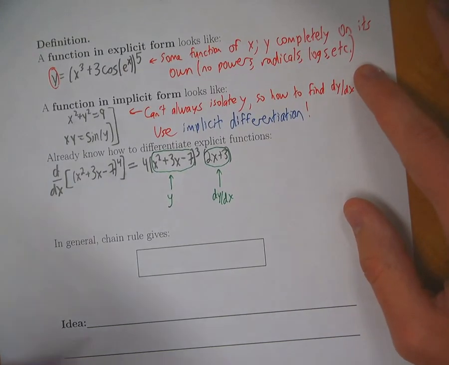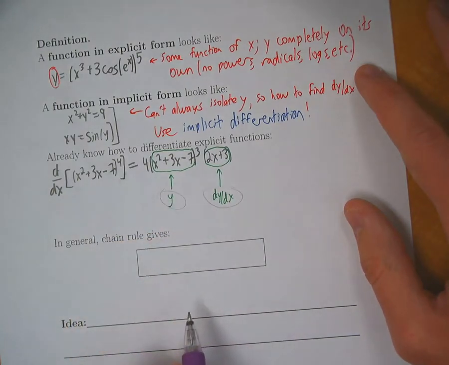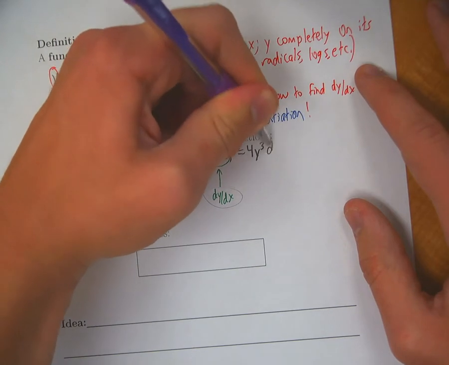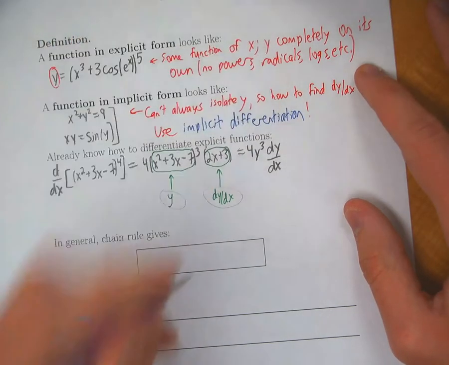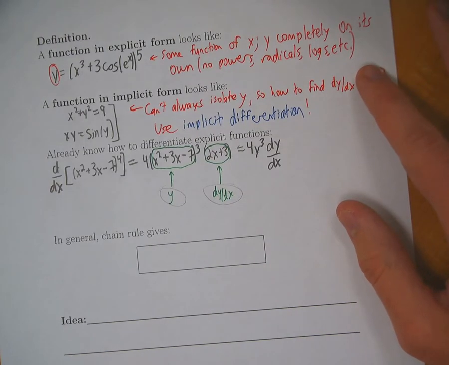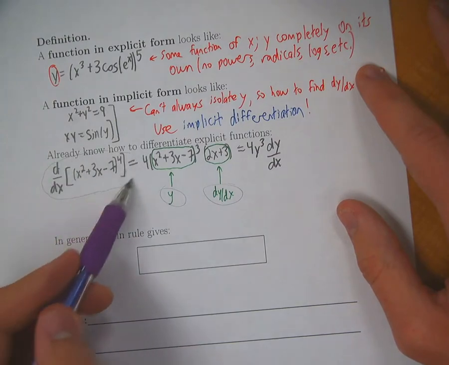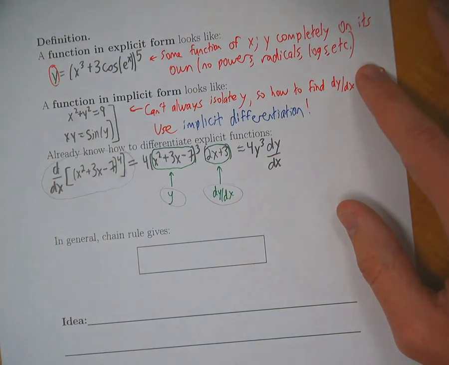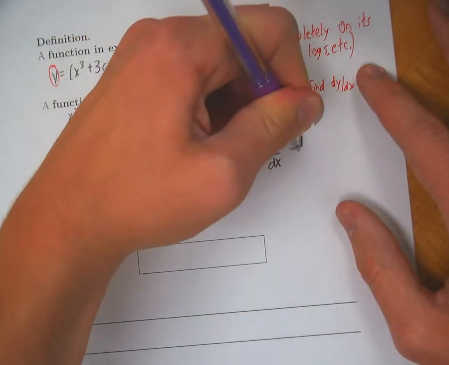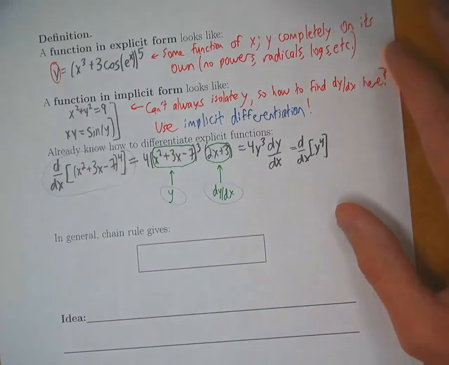So if we were to rewrite this expression here using these notations, then what we end up with is 4y cubed times dy over dx. Okay? And the reason I'm doing this is because if we were to rewrite this part of the equation here using said notation, then what we get is the derivative with respect to x of y to the fourth. Okay?